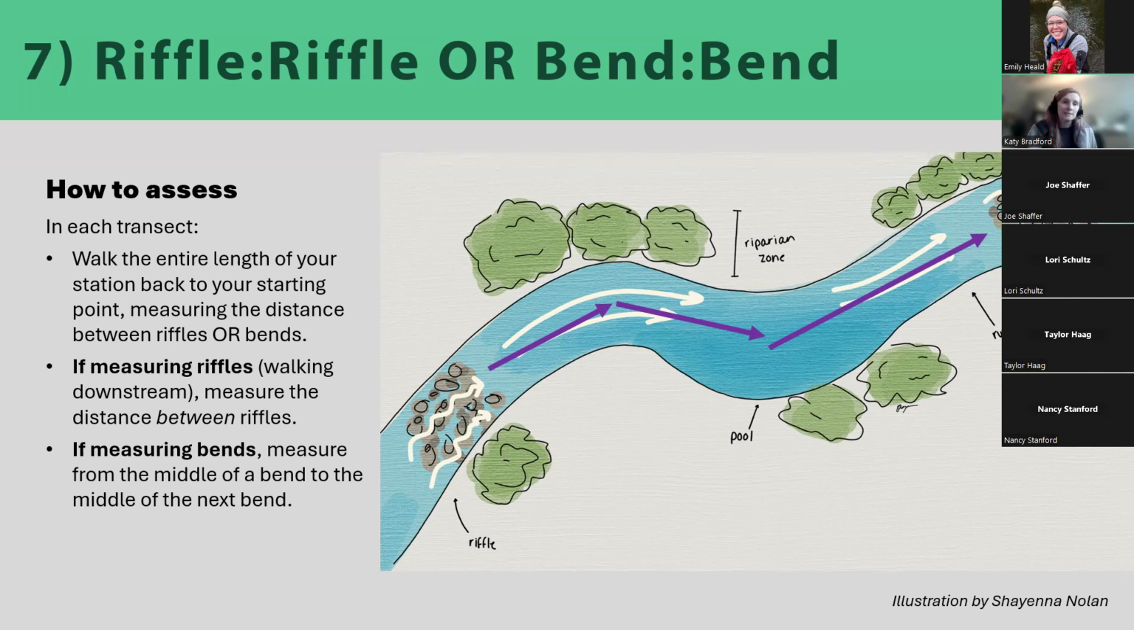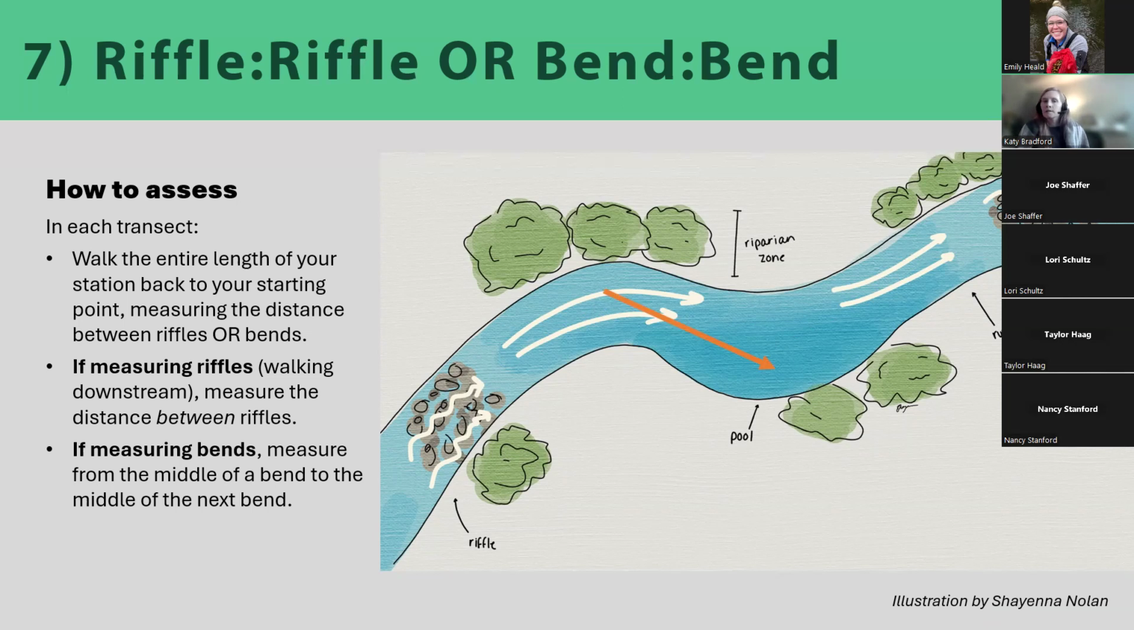Maybe it's 80 feet between riffles. So you might have to crab walk with your partner in order to measure the distance between riffles. You almost certainly will. If you're measuring between bends instead, you're going to measure from the middle of one bend to the middle of the next bend.